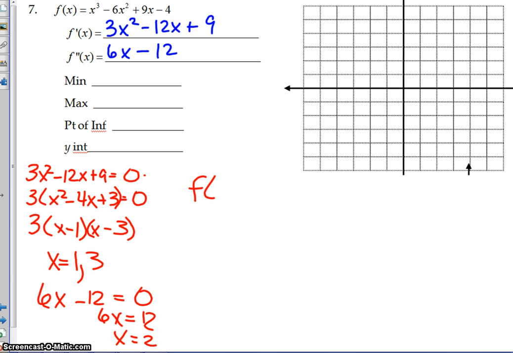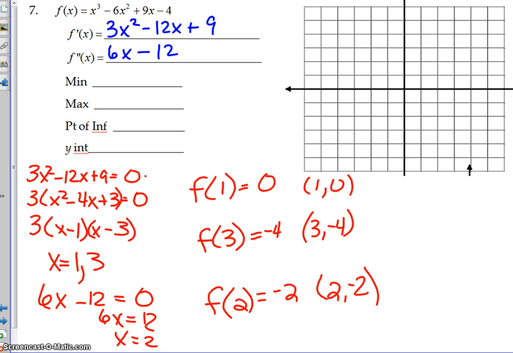So I need to find f of 1, f of 3, and f of 2. So I found my 3 points now. Well, f of 1 is here at (1, 0). F of 3 is at 1, 2, 3, 1, 2, 3, 4. Oh, okay, I can tell that's going to be a minimum. And then we had f of 2, negative 2. That's our point of inflection. So (2, negative 2). And this maximum would be at (1, 0). That's our highest y. And this would be (3, negative 4).